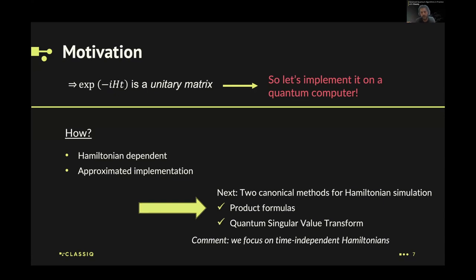And I'm going to show you two canonical ways to do this. One will be with product formulas, and the other one will be with quantum singular value transform. And one general comment: throughout my talk, I will talk only about time-independent Hamiltonians, meaning that this matrix H is constant. Of course, in physics, it can also depend on time, but this is beyond the scope of what I will present. But most of the techniques can be generalized to treat time-dependent ones.